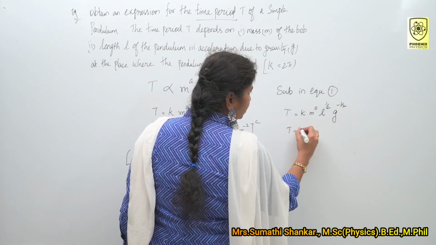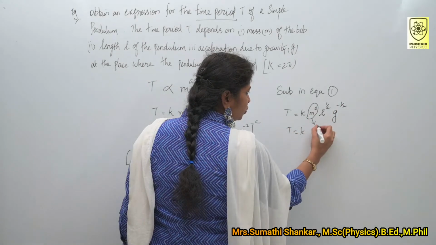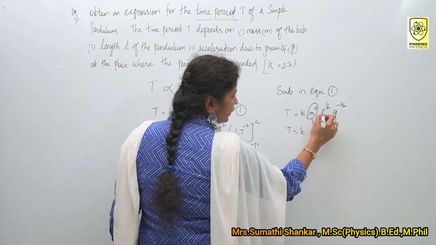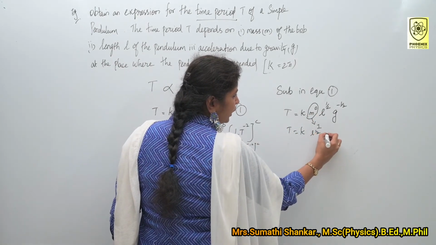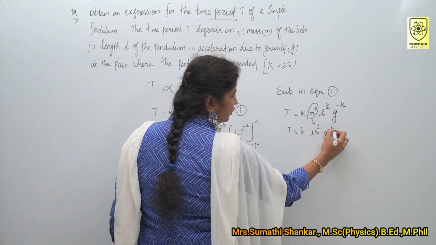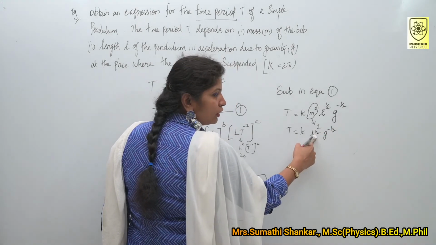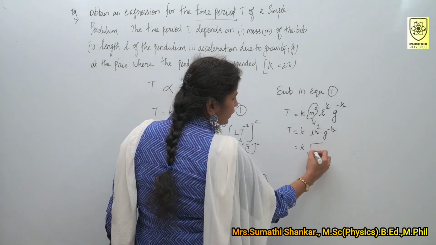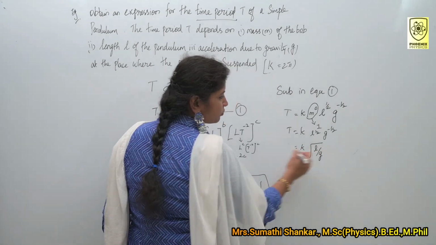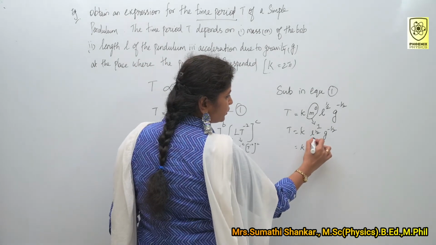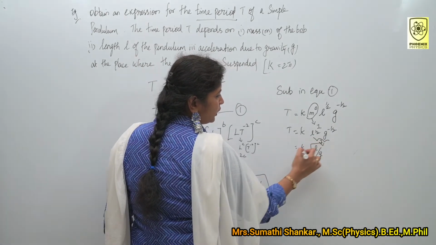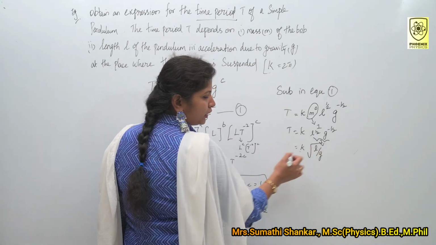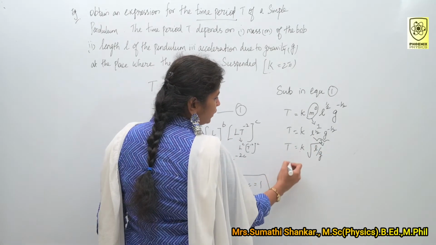So T is equal to k. M to the power of 0 means value is 1. So leave this one. L to the power of half and g to the power of minus half. You can write half means within the square root, right? So k root of L divided by g. So you can write this L and g like this. k into root L by g. That is our T.